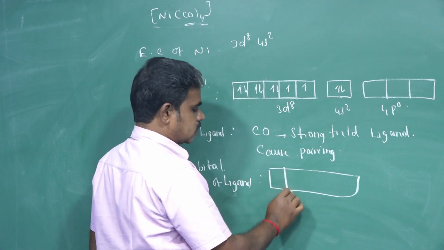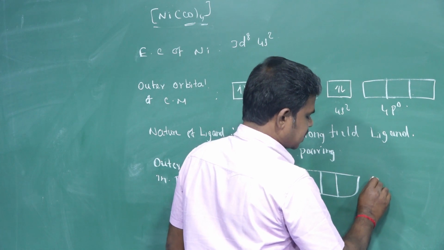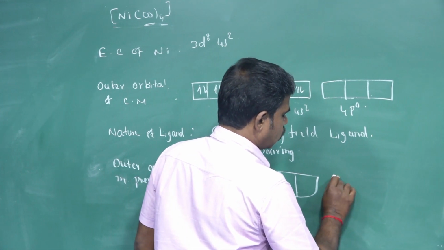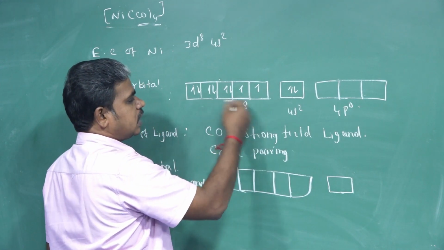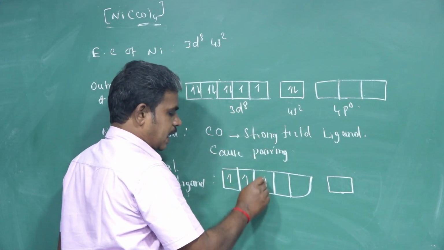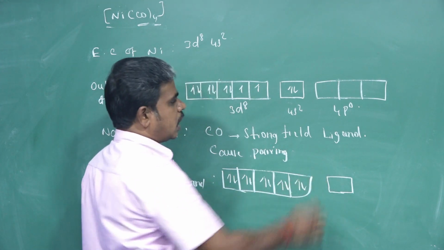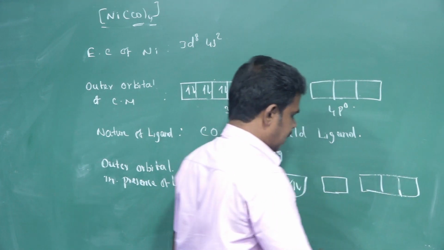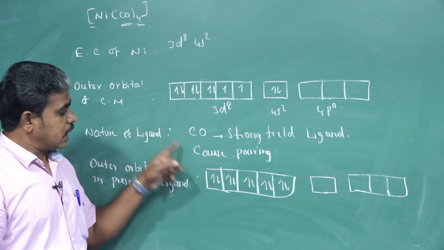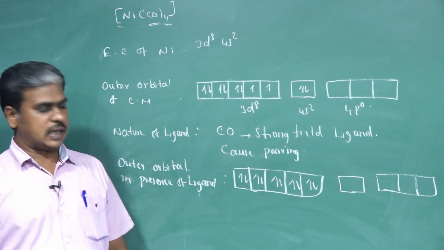Here, 1, 2, 3, 4, 5 d orbitals, and the 4s orbital will be vacant, as the electrons are paired. So totally 10 electrons are paired. First singlet and after that doublet. And 4s is vacant and 4p is vacant. So here pairing occurs because CO is a strong field ligand.